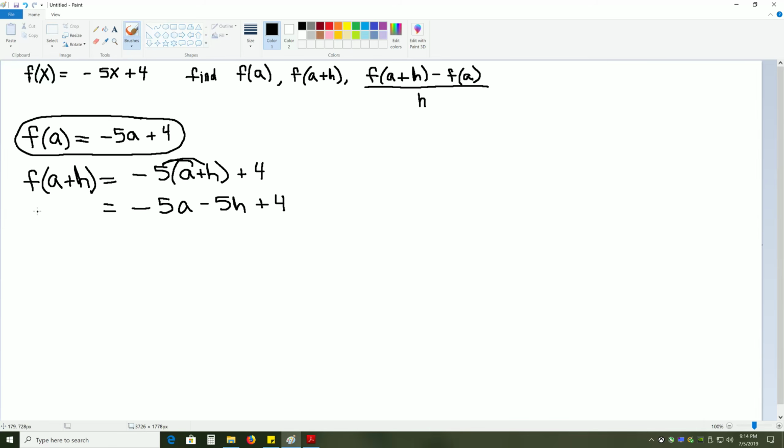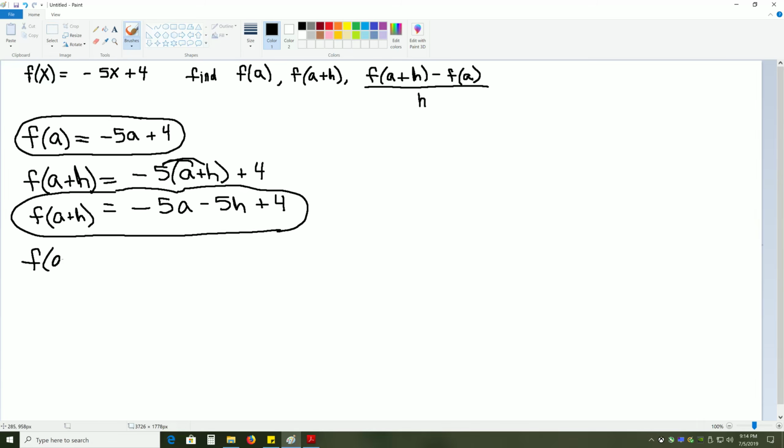And again, this cannot be simplified any further, so we'll rewrite our function notation, f of a plus h, and circle our answer. Okay, from here we needed to find f of a plus h minus f of a all over h. So for this problem, we've already found f of a plus h and f of a. We don't need to find them a second time.